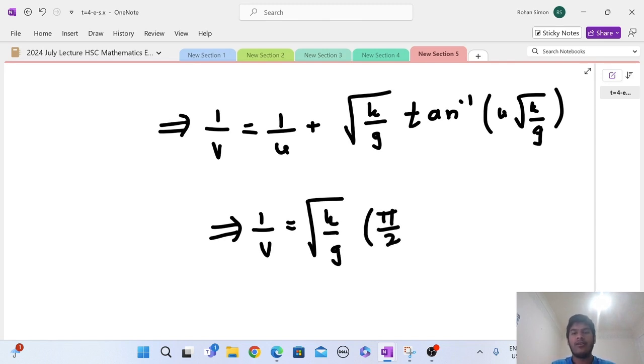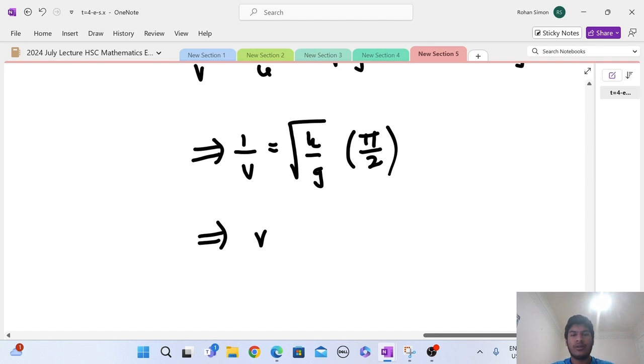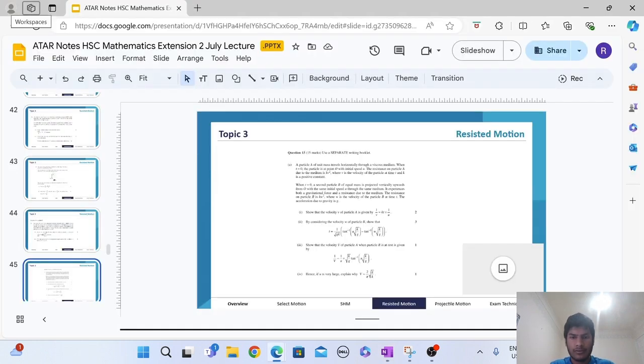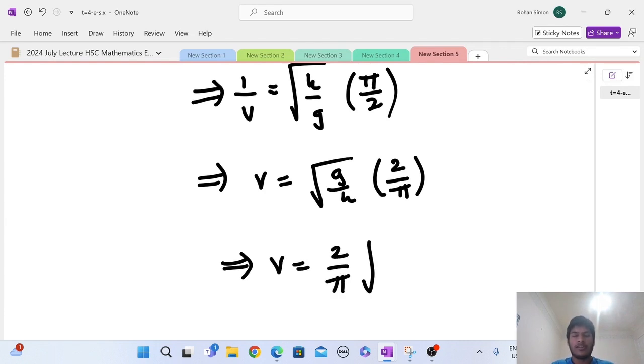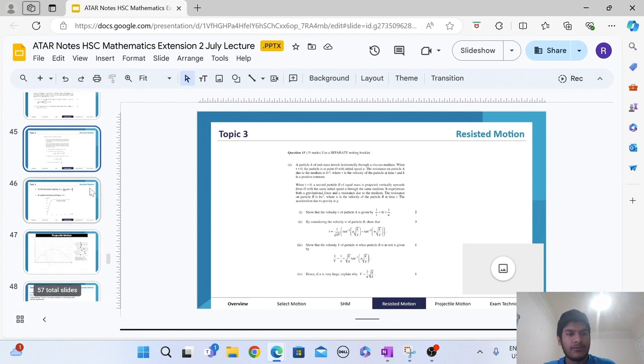And if you're ever in doubt, have a look at the tan inverse function graph, and you'll see that as x goes to positive or negative infinity, positive infinity approaches pi on 2, negative infinity approaches negative pi on 2. And so taking the reciprocal, we get v equals square root g on k times 2 over pi. Or the way that they wanted it was v equals, now you shouldn't be that concerned about which order you write it, but it's better to just write it in the way that they're looking for.